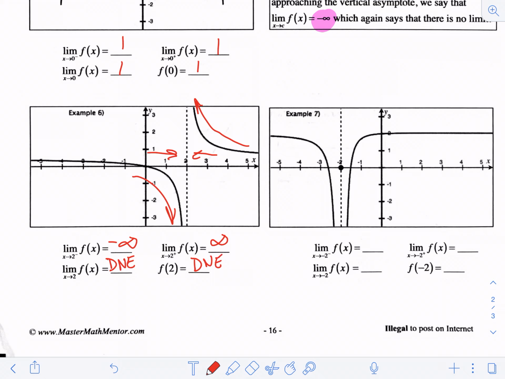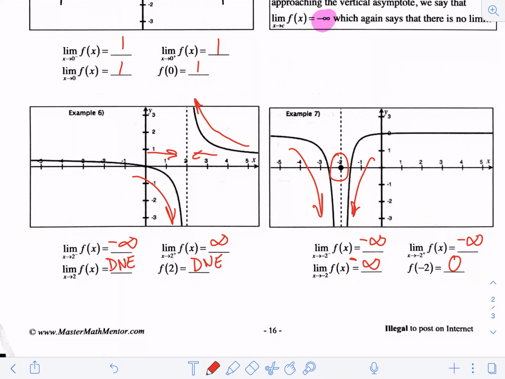But this one's a little bit different. What if I approach -2 from the left and from the right? Well, you can see from the left and from the right, they're both negative infinity, correct? But since they're both negative infinity, then the overall limit is also going to be negative infinity because they're both equal. And then what about f of -2? Well, f of -2 in this case happens to have a dot or a closed circle right at 0. So f of -2 is 0.